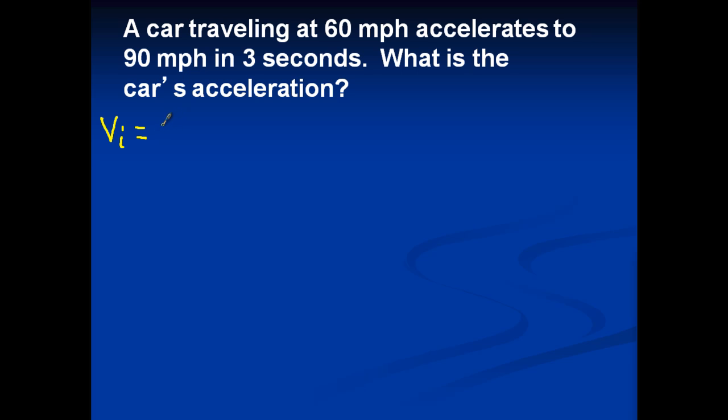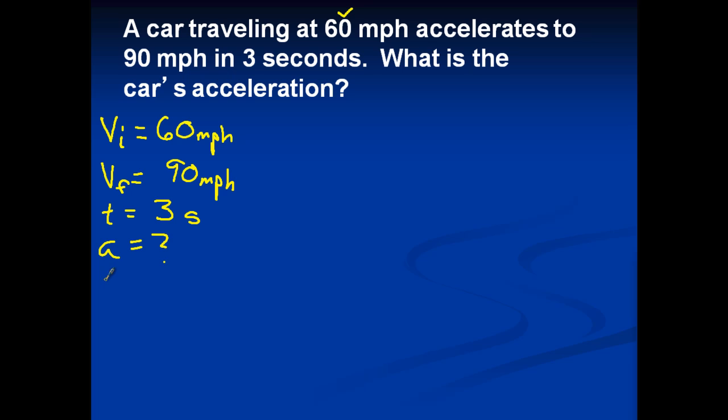So what is your initial velocity? A car traveling at 60 miles per hour accelerates, so it must have been doing this one first. So 60 miles per hour. Accelerates to 90 miles per hour. This is our final velocity. In a time of 3 seconds. So time equals 3 seconds. Acceleration, do you know what it is? No, we don't, so we put a question mark. How far we went, do we know? No, but we're only after the acceleration right now. But we can find this too. We need more equations though, which are coming at the end.